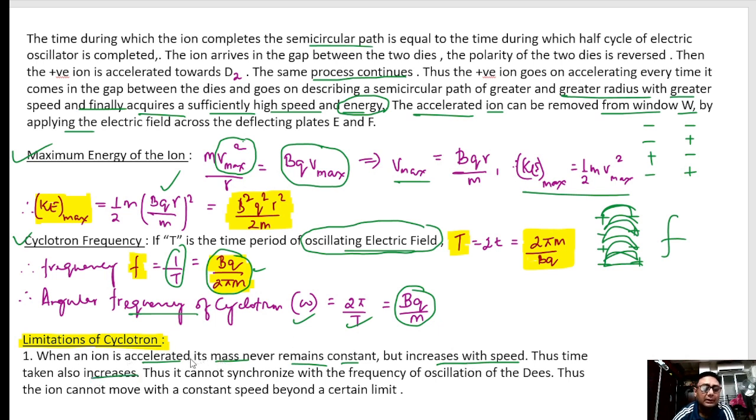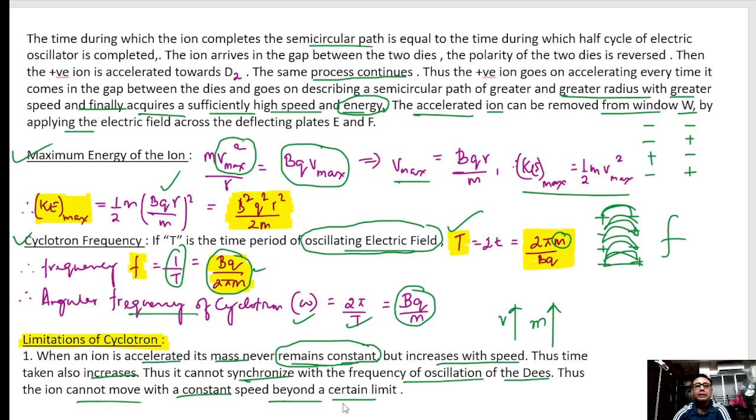Mass will always increase. Mass will never remain constant in the case of a charged particle moving with a great speed. If the velocity of the particle increases, the mass of the particle will increase. And if the mass of the particle increases, how can the time period remain the same? The time period cannot remain the same. That means the frequency of oscillation of the D's cannot keep in sequence with the electric field.